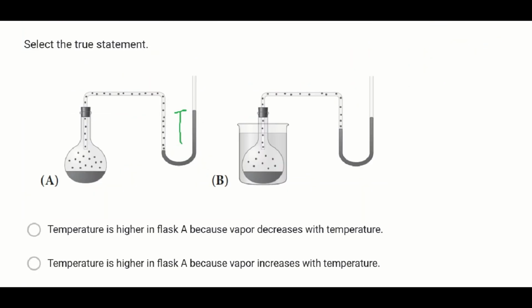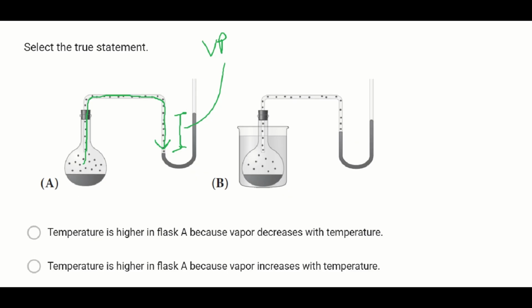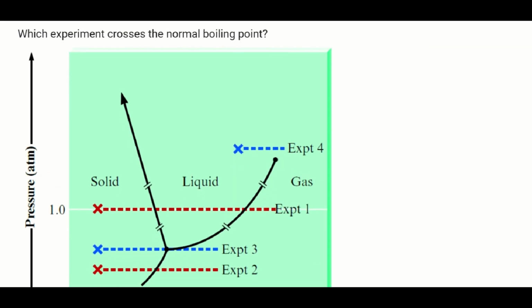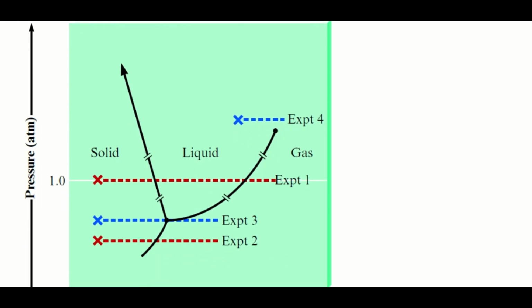In this diagram, we have two manometers. The difference in the level of the mercury tells you the vapor pressure. In manometer A, you can see there's more pressure, more vapor pressure from this liquid pushing the mercury. So A has a greater vapor pressure. One way to increase vapor pressure is to increase temperature, because those particles in the liquid will have greater kinetic energy to vaporize. And finally, which experiment crosses the normal boiling point?